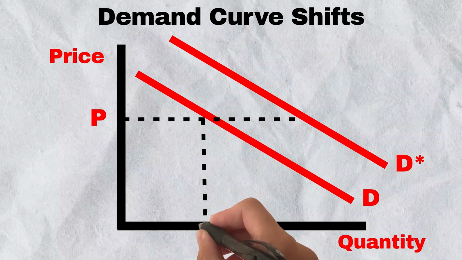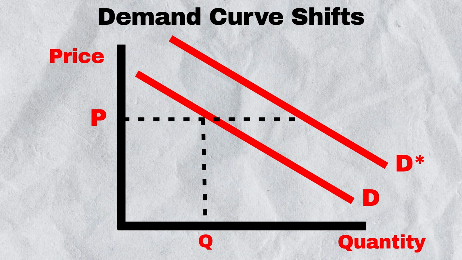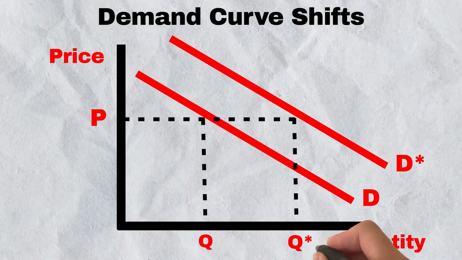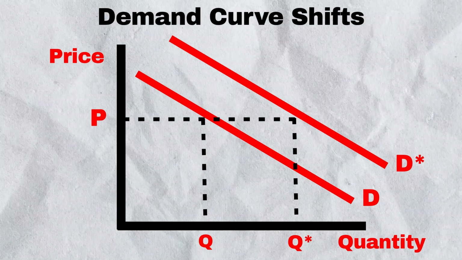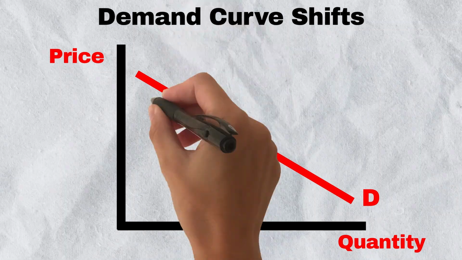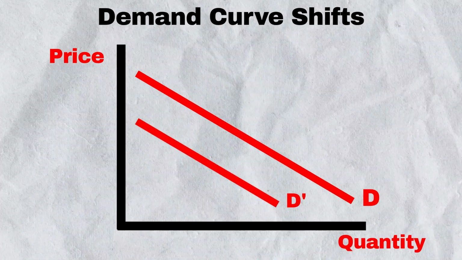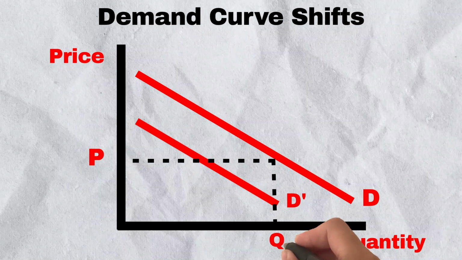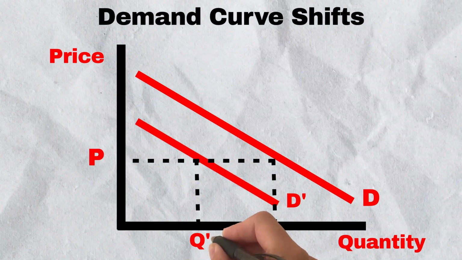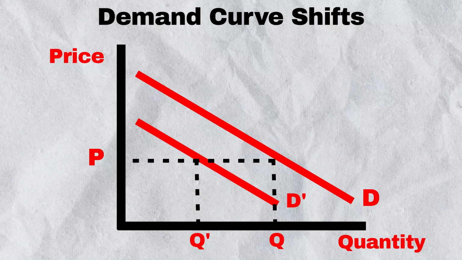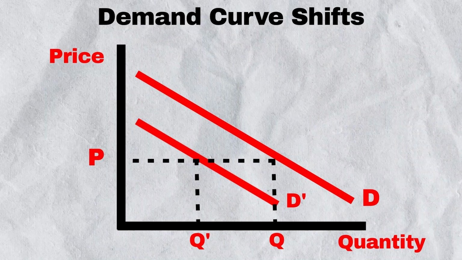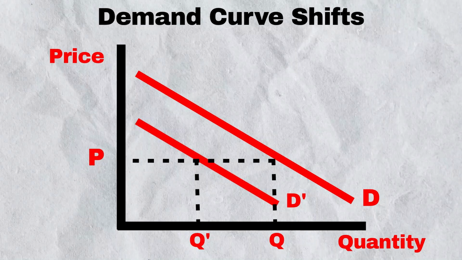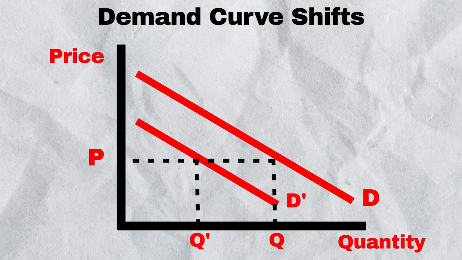We say that it has shifted outward because for a given level of price, which we will call P, quantity demanded has increased from Q to Q star. But a demand curve can also shift inwards. This time we will draw a demand curve again, but this time to the left of the original one. This is called an inward shift of demand because for a given level of price like before, quantity demanded has decreased from Q to Q apostrophe.